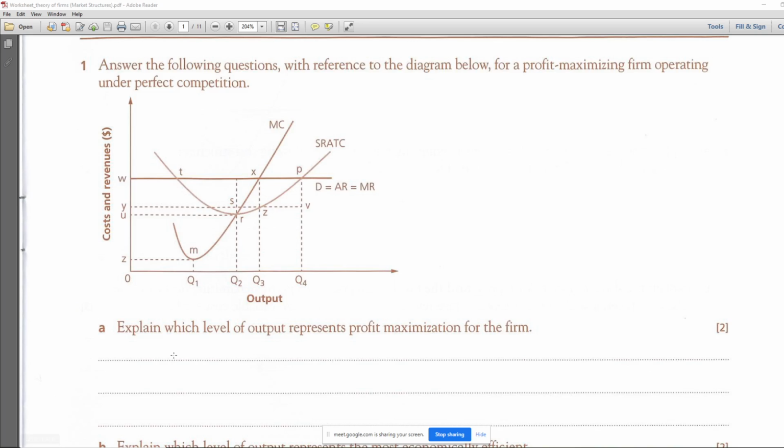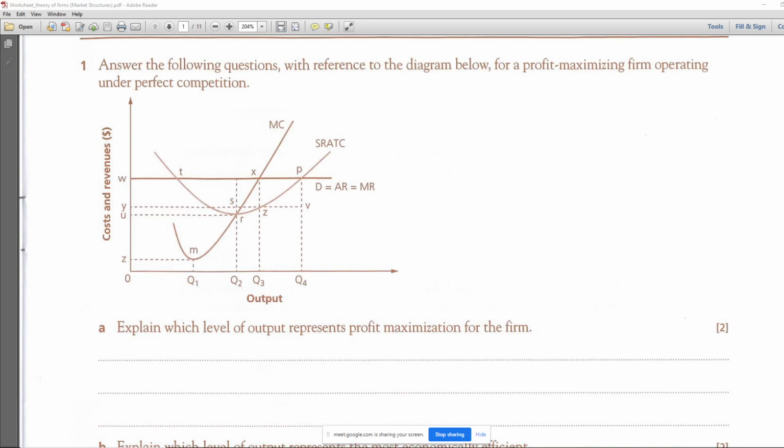So for 1A, what is the profit maximizing output in this question? Just type the answer in the chat box. Q3. Okay, Q3 is correct, right?